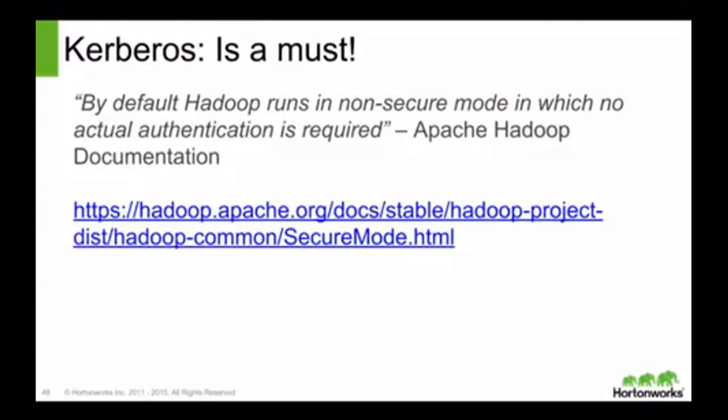If you go to hadoop.apache.org, you will see this quote, and this applies to every Hadoop distribution there is, that by default, Hadoop runs in non-secure mode in which no actual authentication is required. So Kerberos is a must. The original developers of Hadoop saw fit that we should use what already exists, what's well known, and what's well secured for large multi-server environments, and that is Kerberos. Why make yet another authentication scheme when we have Kerberos to integrate with?